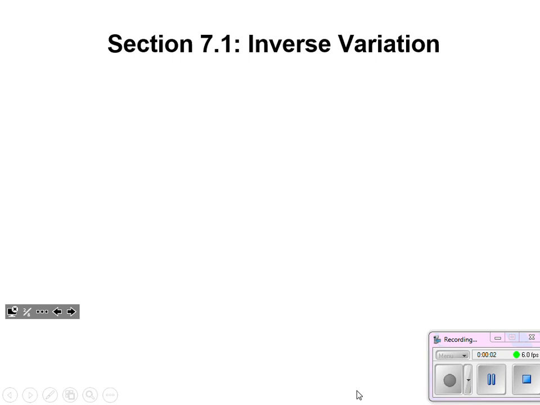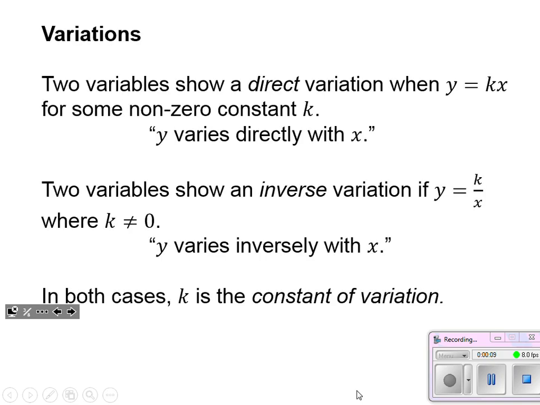Welcome to Algebra 2. Today we've got section 7.1 on inverse variation. All right, so variation means that our two variables, typically x and y, have a special relationship. They follow a pattern. And the first type of variation is a direct variation.